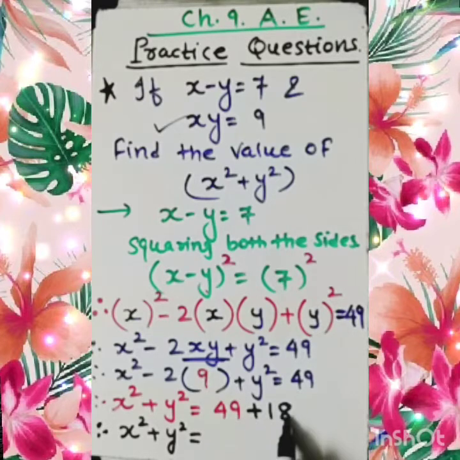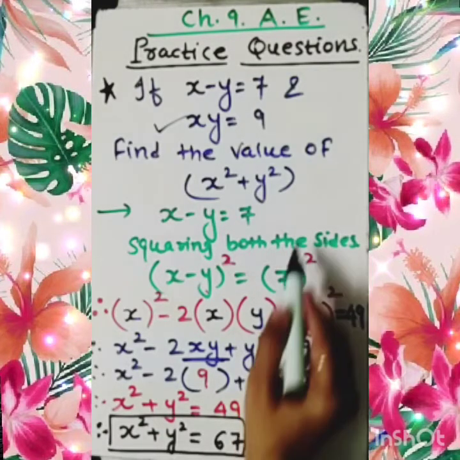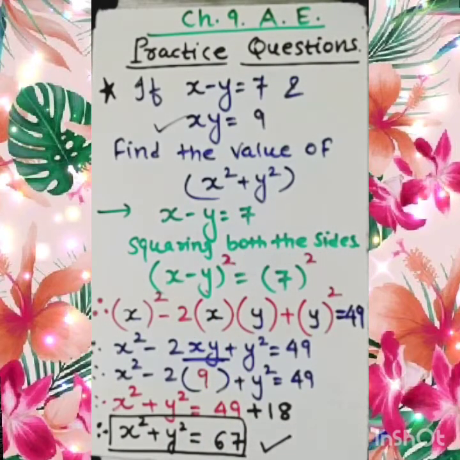You know, 9 plus 8 is 17. Here it is 1, so it becomes 67. 49 plus 18 gives the result 67. So according to the question, the required result of x square plus y square is coming 67, which is quite easy.